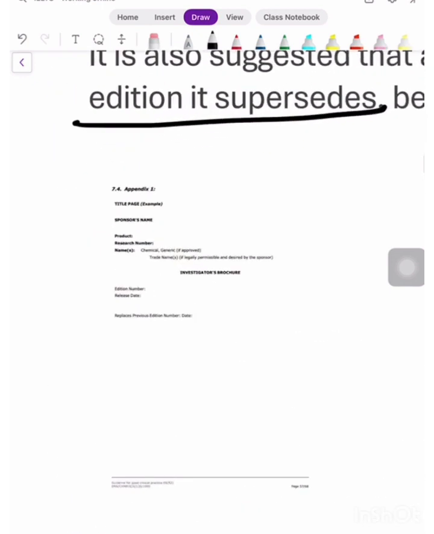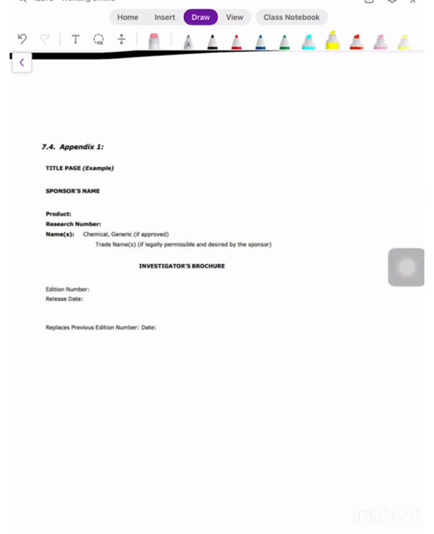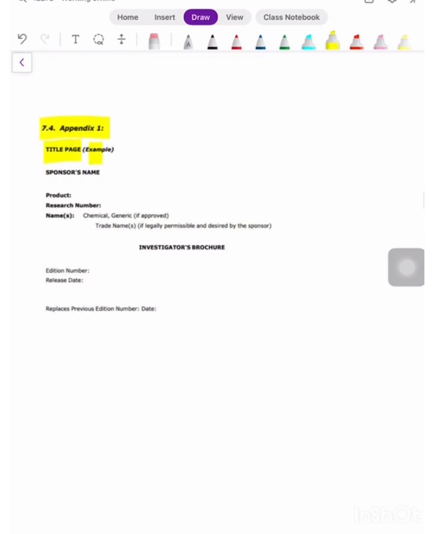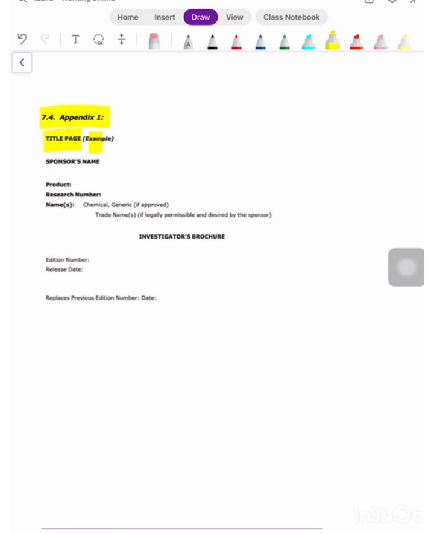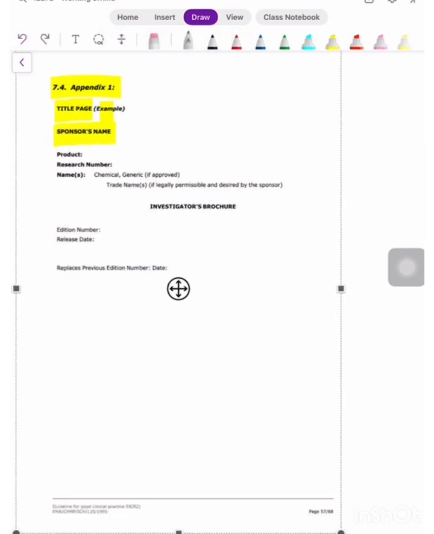So this is Appendix 1. They have given the example. This is the title page. They have given the prototype. The sponsor's name, suppose my sponsor name is XYZ. Then the product. My product is so-and-so pharmaceutical product under investigation.